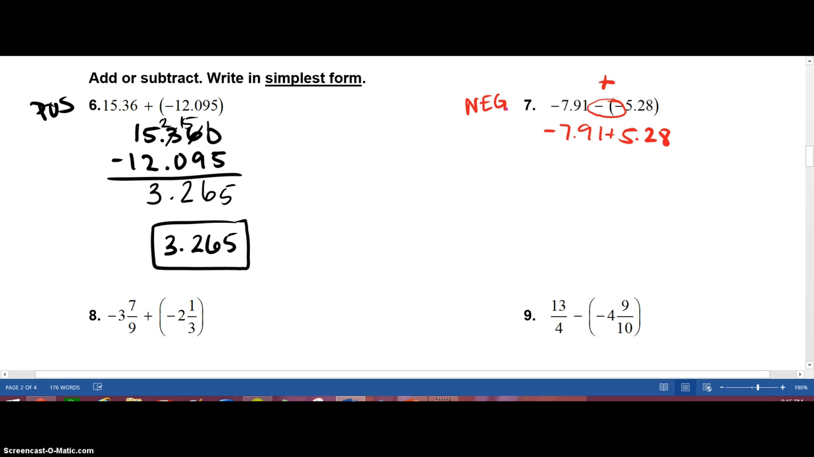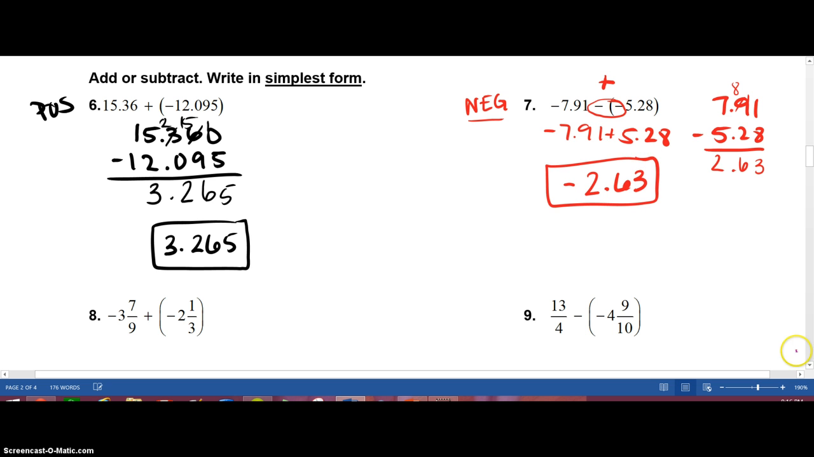So again, now I'm finding the difference between my larger value and my smaller value. So I have 7.91 minus 5.28. Need to find the difference there, and then that answer will be negative because we've decided our answer should be negative. So I'm going to do my subtraction here. Can't do 1 minus 8, so that's why I borrowed there. 11 minus 8 is 3. 8 minus 2 is 6. Bring down my decimal. 7 minus 5 is 2. So my answer should be a negative 2 and 63 hundredths. So I'll box that there.